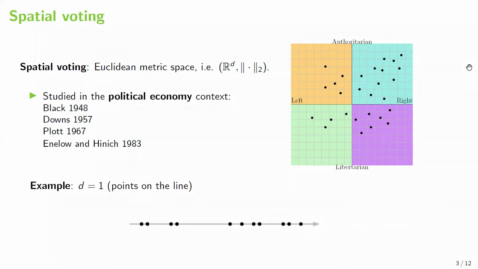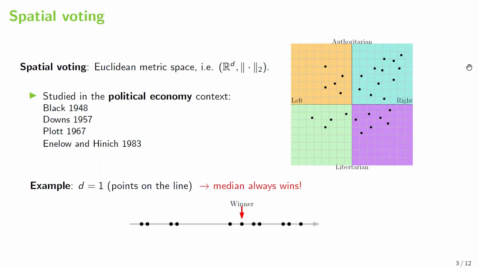Now let's look at an example for d equals 1. The voters are just points on the line, and the question is, does there exist a Condorcet winner? In other words, we are looking for a choice point on the line which would win at least half of the votes against any other candidate. And again, remember that a voter will prefer the point which is closer to it.